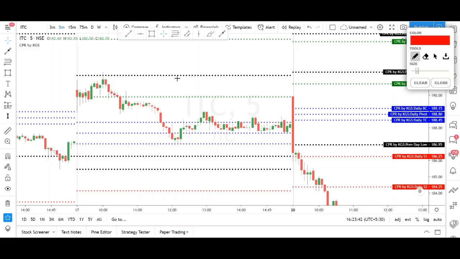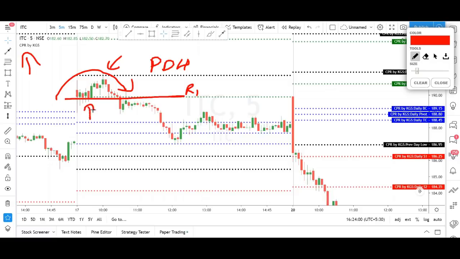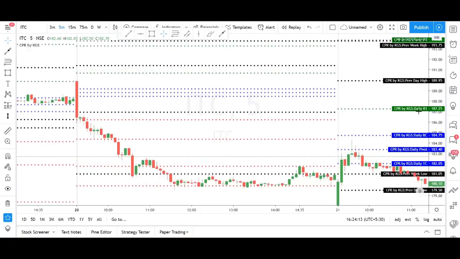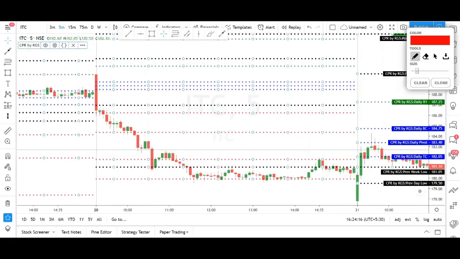For example, look at ITC: previous day high, R1 reversal. It is unable to cross the previous day high and R1. As soon as it started to come down, you can go for a short. Support turning into a resistance, and look at the fall in ITC. Now similarly on 20th April, previous day low and S1 is broken. This is the previous day low, this is S1.